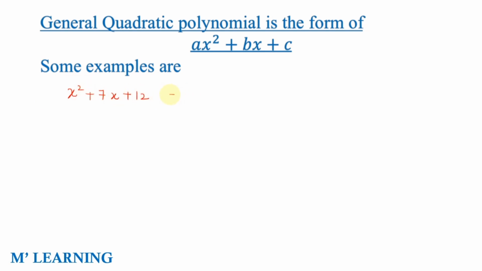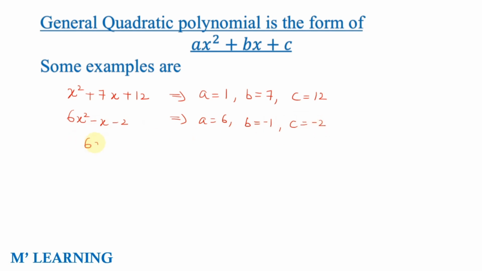Now, in this example, we can see that our A is 1, B is 7, and C is equal to 12. Basically, A is the coefficient of x square, B is the coefficient of x, and C is the constant term. Now, let's see the other example like 6x square minus x minus 2. In this, we have A as 6, B as minus 1. We have to take the negative signs also, and C is equal to minus 2.